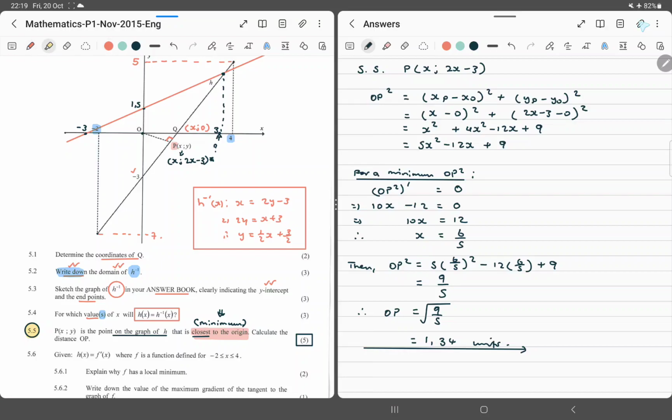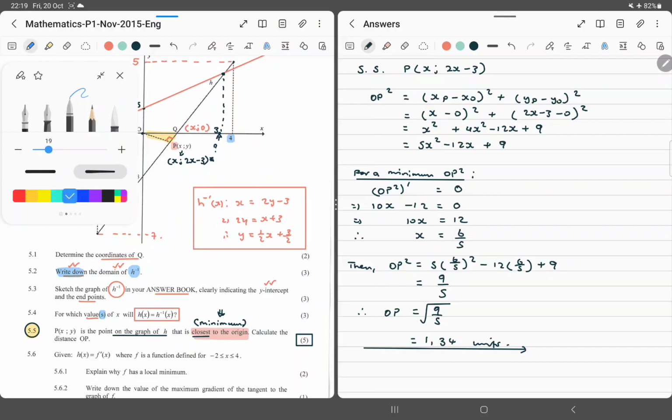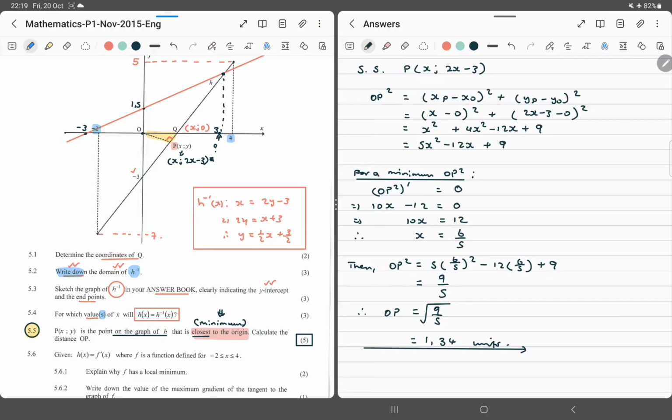Now this means we've got a triangle. See that yellow triangle? What can we do with this triangle now? Now what we can do is look for the angle of inclination of this line, h, because we've got the gradient, because that angle of inclination is equal to that inside angle. These are vertically opposite angles.